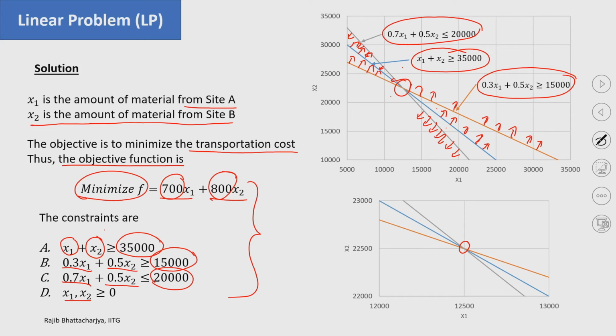So, this is the point where it will satisfy. So, therefore, the solution is that x1 will be 12,500 and x2 will be 22,500. Okay. That means, from site A, if I take 12,500 cubic meter, and from site B if I take 22,500 cubic meter, then whatever cost I get will be the minimum cost, and that will also satisfy all these constraints. So, this is the solution of this particular problem.